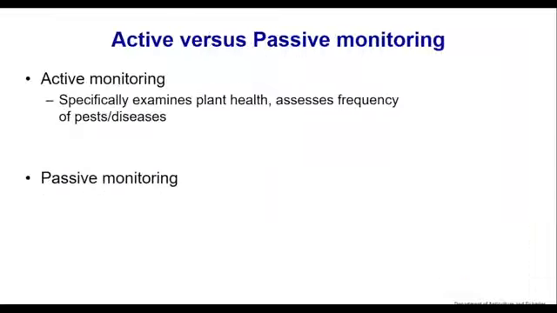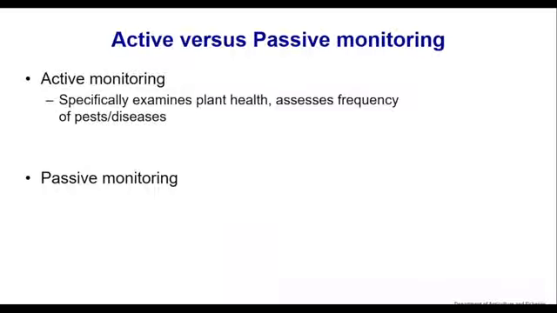Okay, so we're going to make a comment on active versus passive monitoring, because there are many people that we talk to that rely on passive monitoring. Active monitoring is where you have specifically gone out and examined plant health. You assess the frequency of pests and diseases, assess crop health.